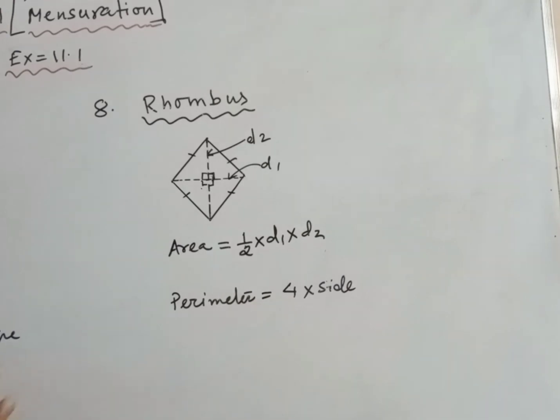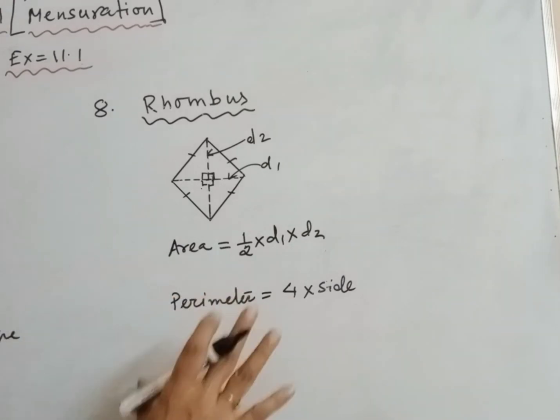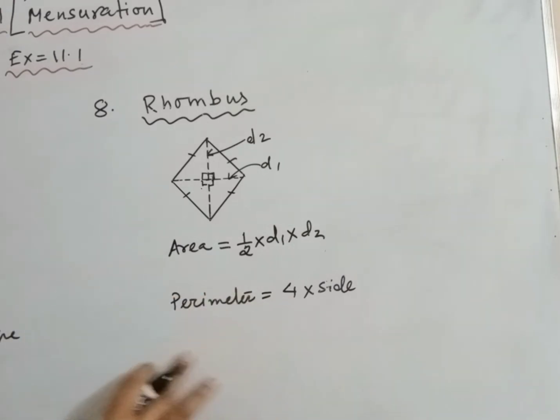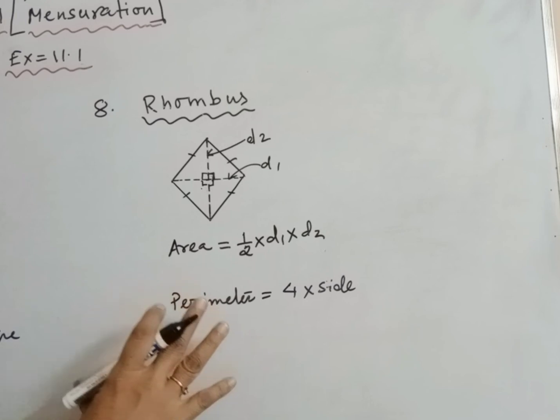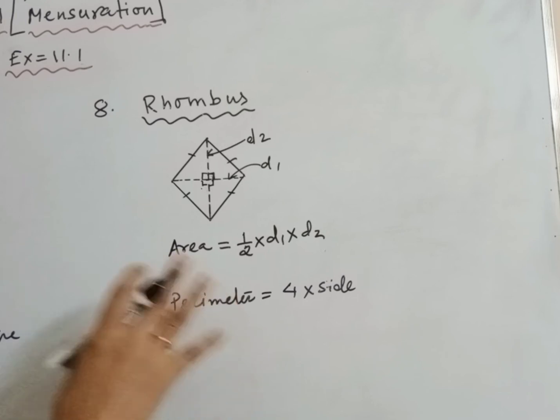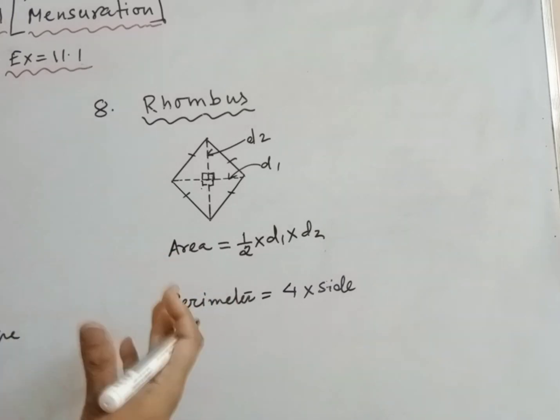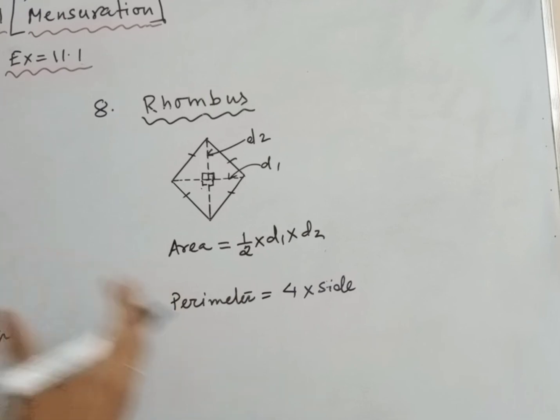So now we will discuss the two-dimensional figures, and their area and perimeter. Try to understand it, and if it is clear to you, then we will start the sums. It will be very easy for you. Afterwards we will discuss three-dimensional figures.